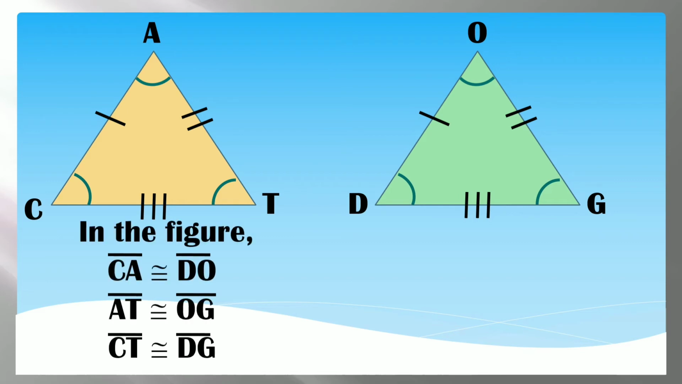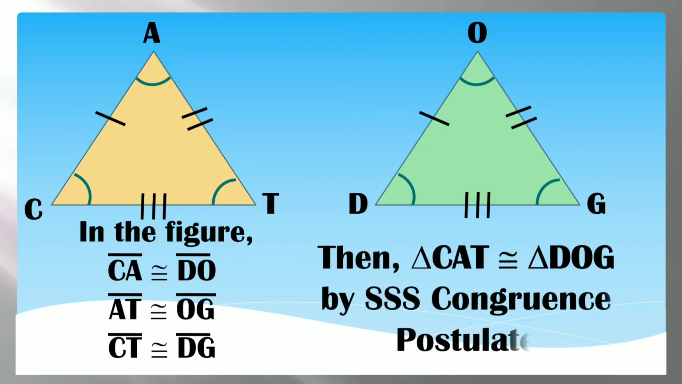So, in the figure, segment CA is congruent to segment DO. Segment AT is congruent to segment OG. Segment CT is congruent to segment DG. So, then, triangle CAT is congruent to triangle DOG. So, by SSS congruence postulate. So, kung napapansin niyo, yung tatlong side ng ating first triangle, which is triangle CAT, is congruent doon sa tatlong side ng ating triangle DOG. So, using SSS congruence postulate.